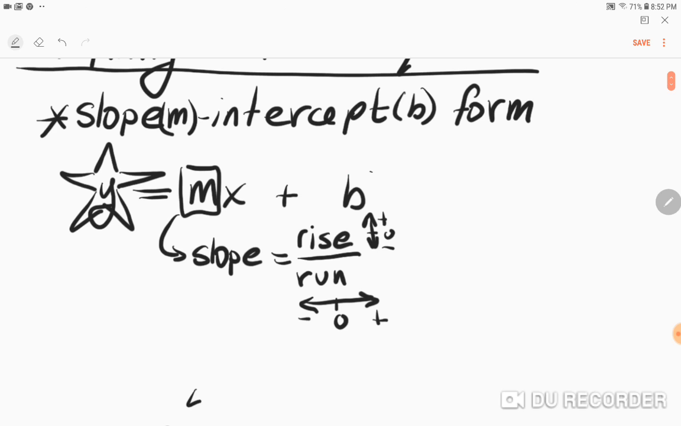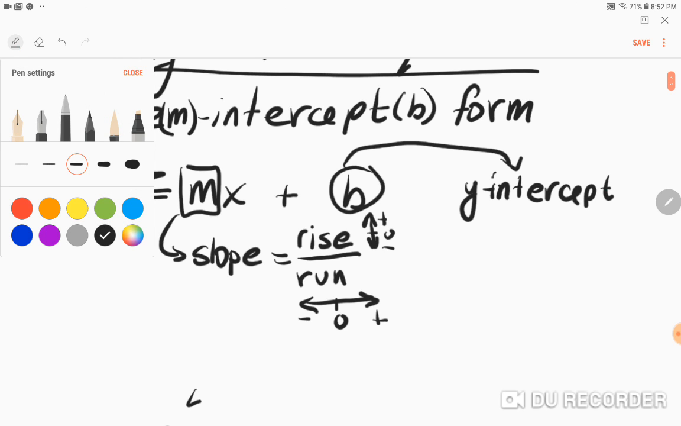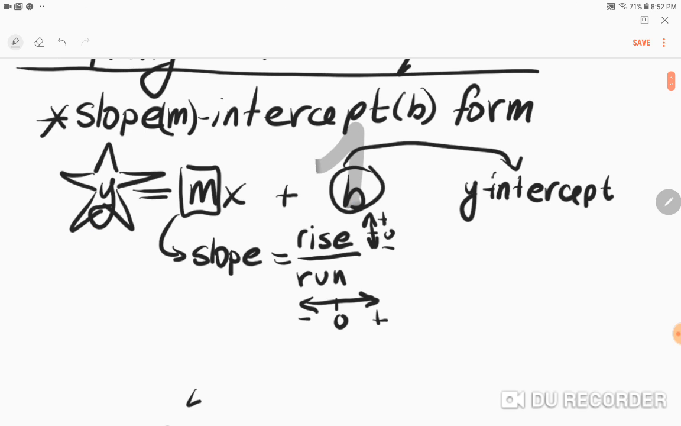The number that's by itself, no x, no y, is called the y-intercept. Now, when you're graphing, first you're supposed to do the y-intercept, and secondly, you're supposed to do the slope. Now, here is something you're supposed to know.